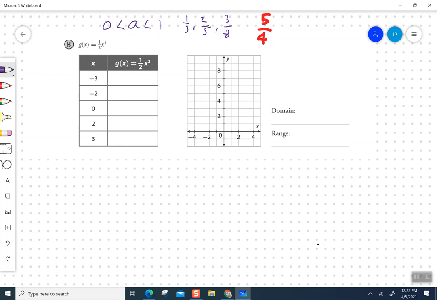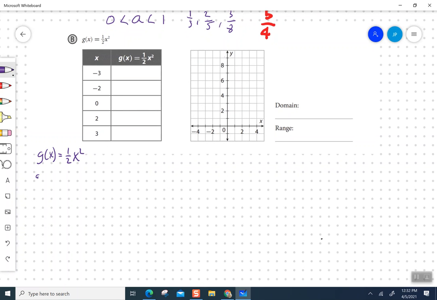So here we go. We're given the function g of x, and g of x is equal to 1/2 of x squared. So anywhere we see an x, we're going to plug in our first number, which is -3. So this will give us g of -3 equals 1/2 of -3 squared.